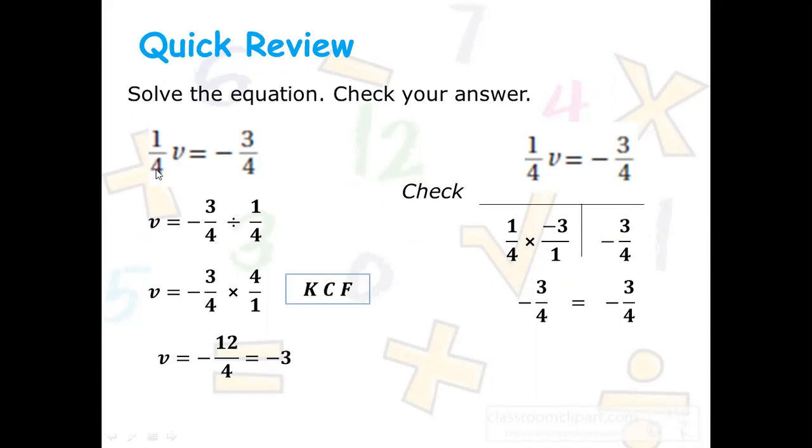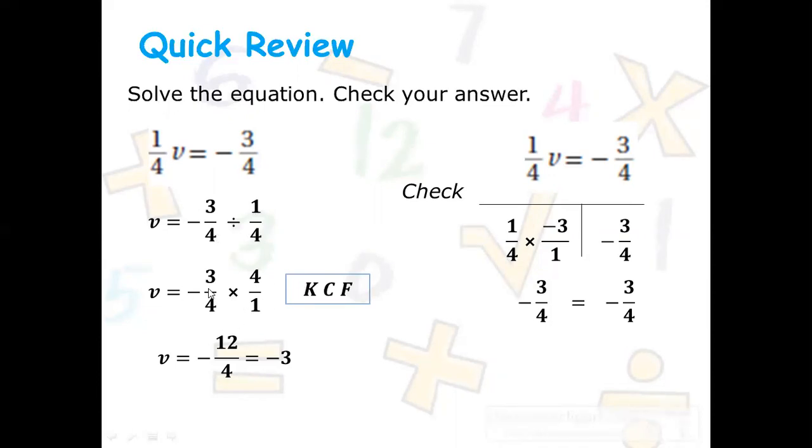Here again, we have 1/4 multiplied by V equals -3/5, which means to solve for V, we have to do the opposite. We have to divide -3/4 by 1/5, so V is going to be equal to -3/4 divided by 1/5. As we know, we cannot divide fractions directly. We have to use the rule keep, change, flip. We keep the first term the same, then we change the sign: the division becomes multiplication, and we flip the fraction, so 4 goes up and 1 comes down.